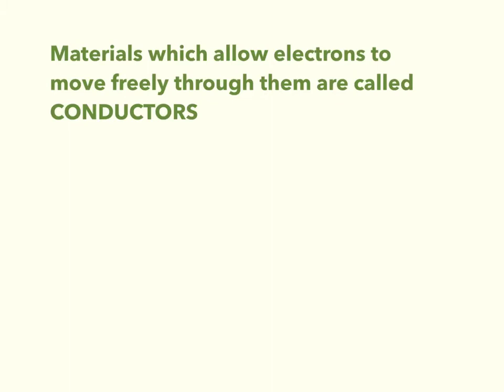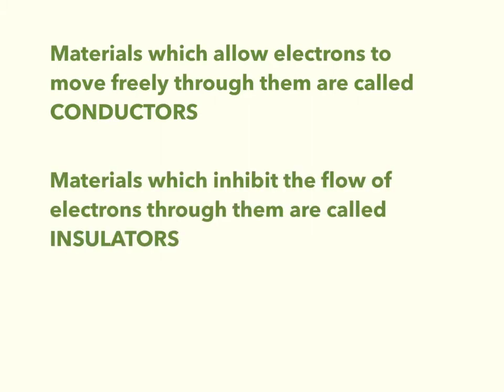Some materials allow electrons to pass through them easily. Those materials are called conductors. Materials which inhibit the flow of electrons through them are called insulators. Now, air is actually a very good insulator, but we can see that the insulating properties of air can be broken down, and that's what happens during a lightning discharge.